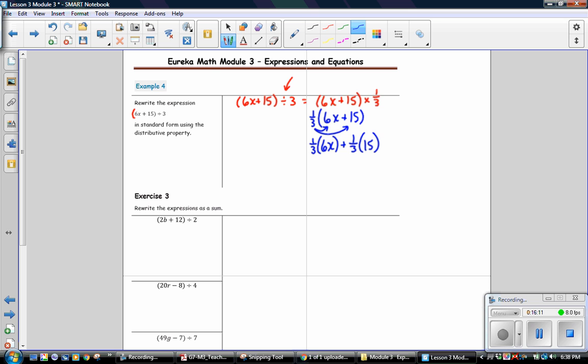1/3 of 6x is 2x, and 1/3 of 15 is 5. These are unlike terms, so they cannot be combined. So your expression is 2x plus 5.